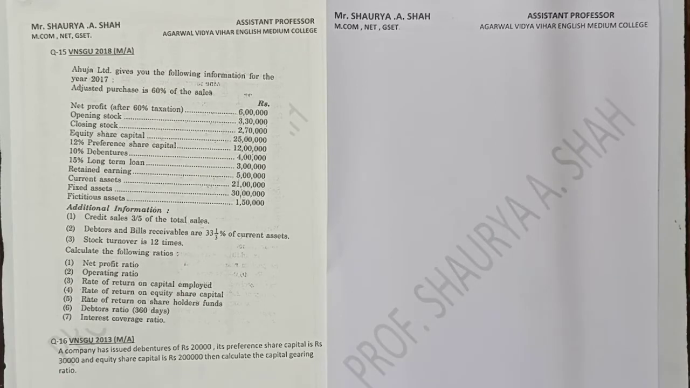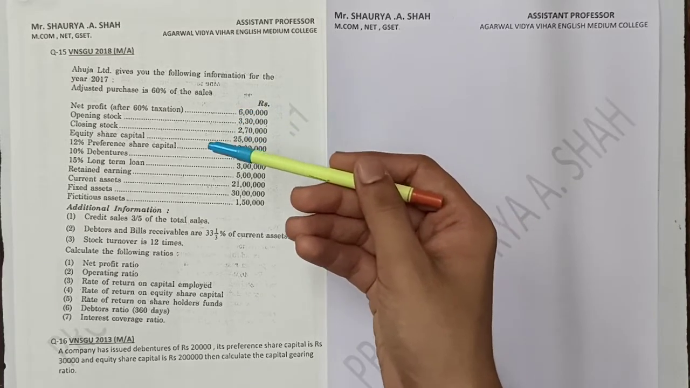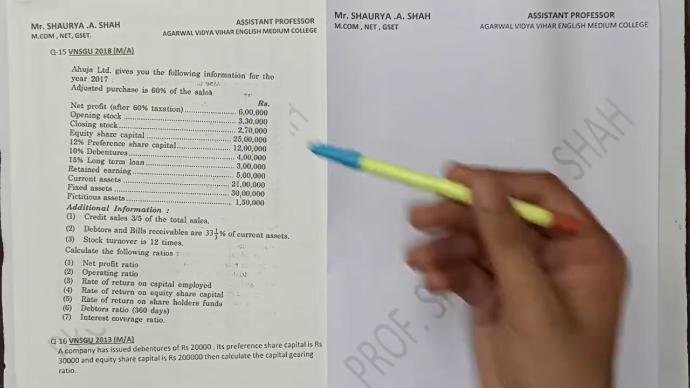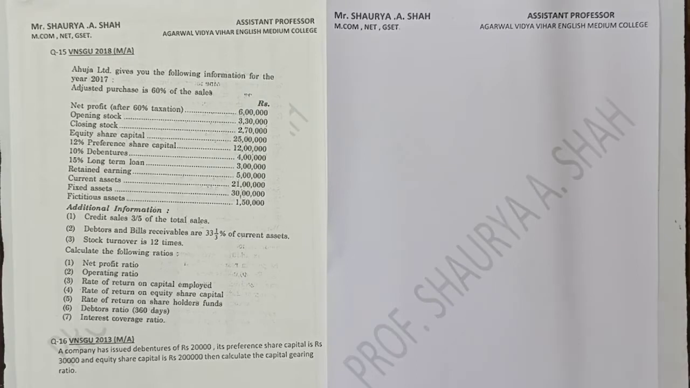This is your again VNSGU 2018 students. It is of Ahuja Limited, right? What is the sum all about? We'll see as usual and then we'll be starting to solve it. Fine. What is the sum all about, students? The very first thing they have given is your adjusted purchase is 60% of sales, right? In the last lecture itself I told you what do you mean by adjusted purchase, students. Adjusted purchase means your cost of goods sold.